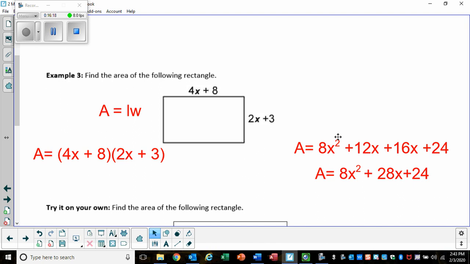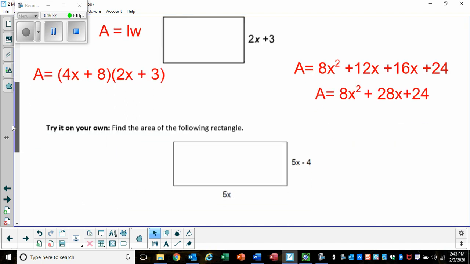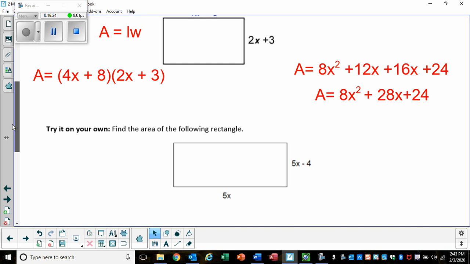Okay? And then you guys will try the last one on your own as well. Same formula for the area of a rectangle.